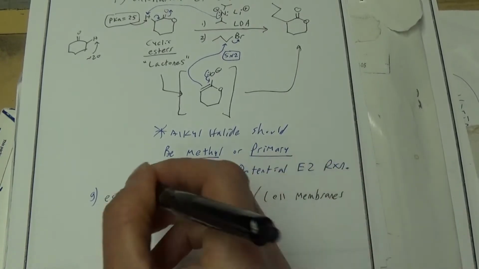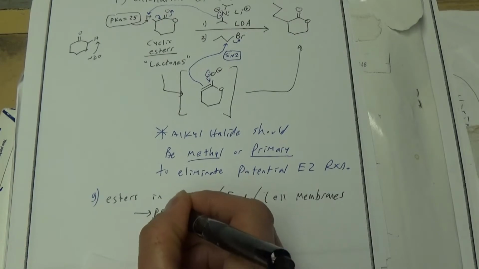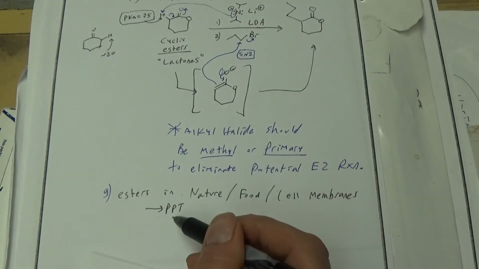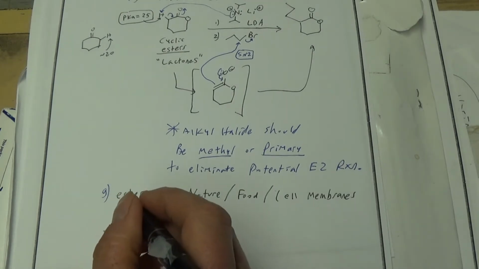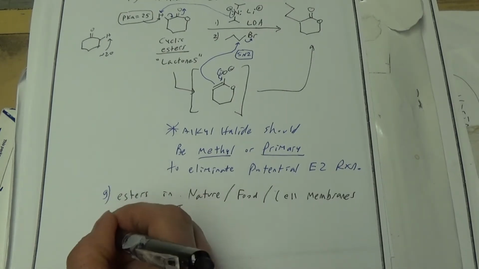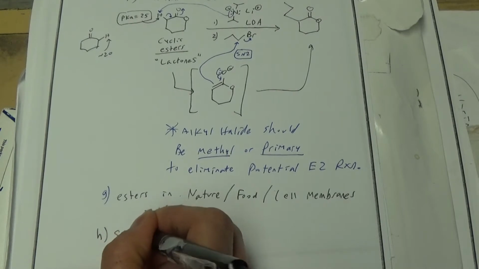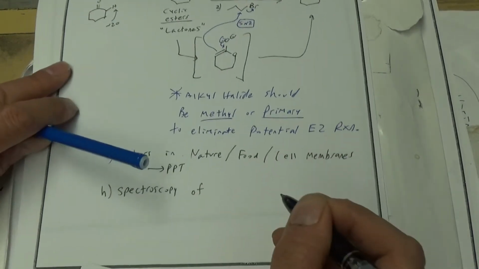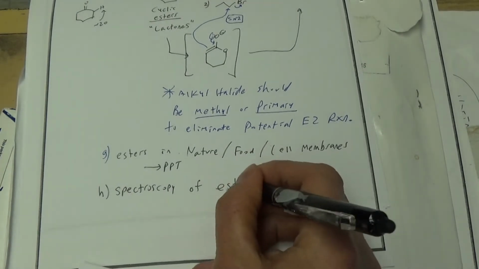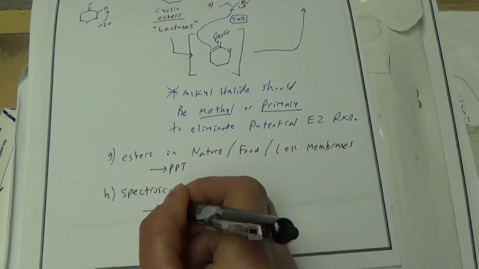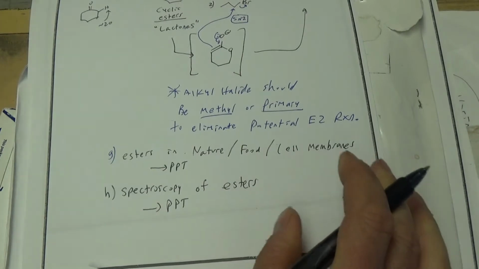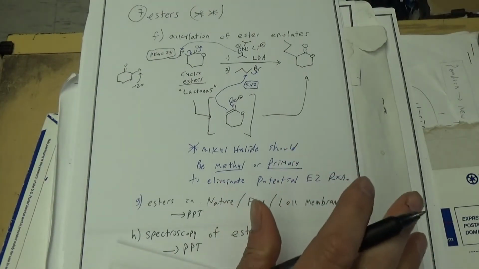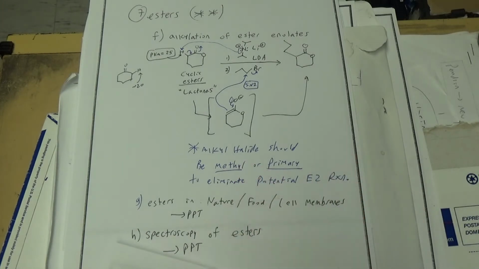This was done in the PowerPoint, so you already saw this. I think in the textbook they show it right now, but we did all that earlier in the PowerPoint. H is spectroscopy of esters. That's also done in PowerPoint. Alright, so yeah, cool. So a lot of that stuff is done in PowerPoint. Okay.